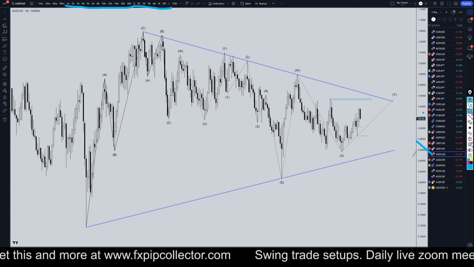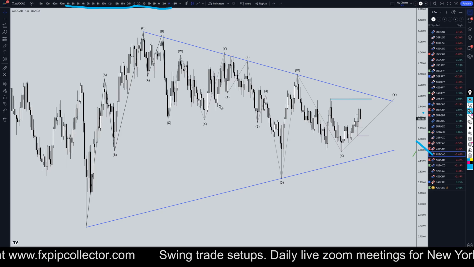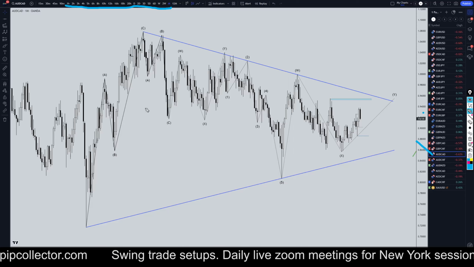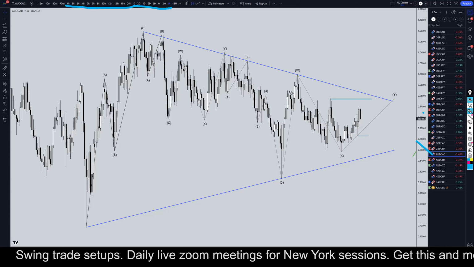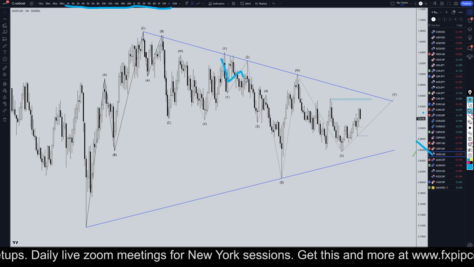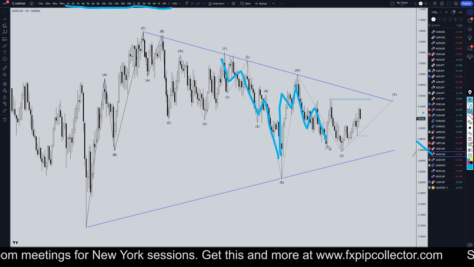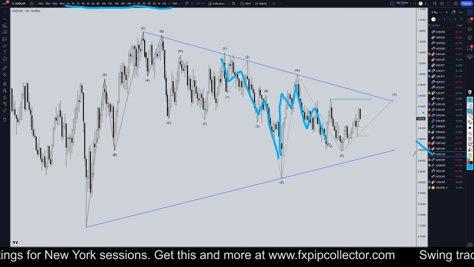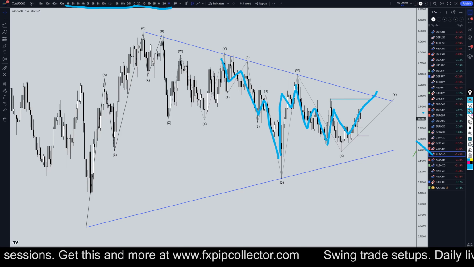So in a way, the Aussie CAD can be a little bit of a hard one to get a good count on because it's so overlapping. It's pretty much just all three-way patterns everywhere you look, which is why it could just be a WXYXZ pattern. But as of right now, I have it labeled as a WXY right here because it looks like a 1, 2, 3, 4, 5. Then it looks like 1, 2, 3, 1, 2, 3. Likely this is going to be another 1, 2, 3 pattern to the upside for the wave Y.